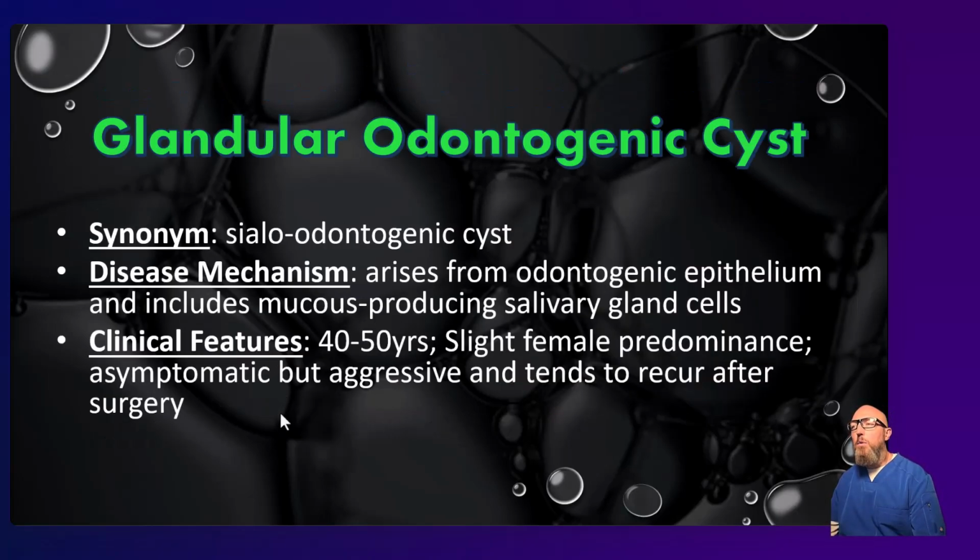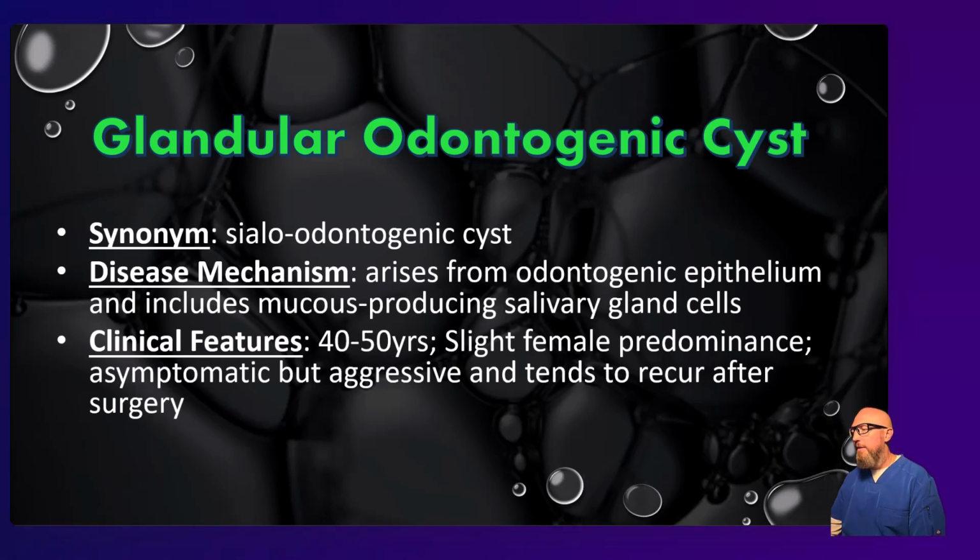All right, another rare one, glandular odontogenic cyst. It can also be called sialo-odontogenic cyst. This one includes mucus-producing salivary gland cells. That's where it gets its name. It's glandular. This is not very distinguishing. A lot of tumors tend to occur in the middle ages. And what does this one look like?